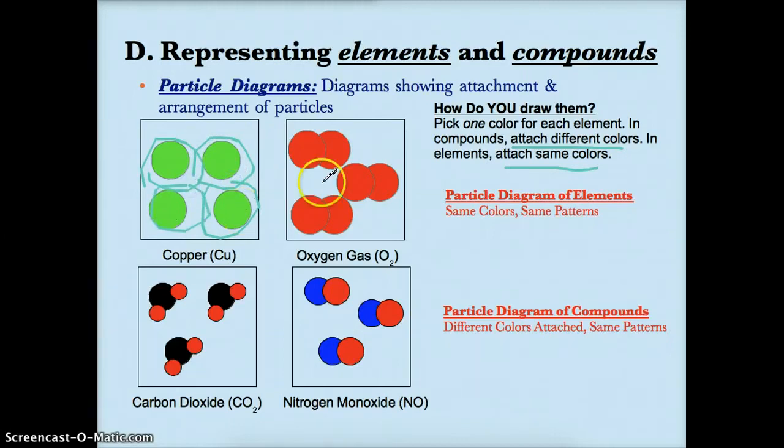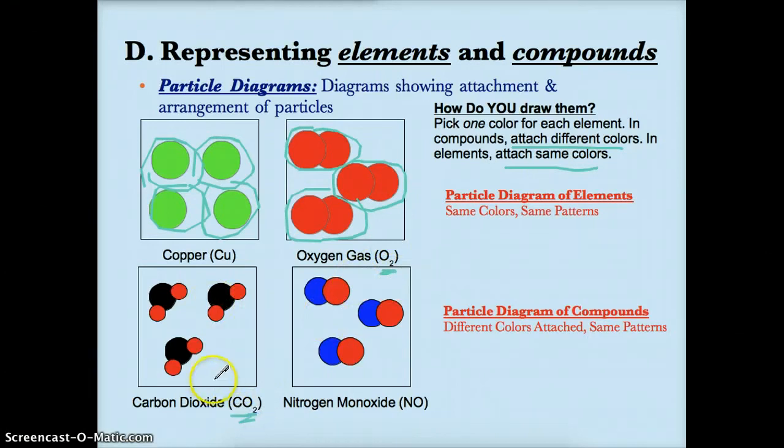Or per unit of Cu. And then for oxygen gas, since it's O2, I choose that O is red, and since there's a number 2 down here, I put 2 red spheres in each unit of O2, where the red represents oxygen, and there are 2 of them to match up to this number 2 in the formula. In this chemical formula, I have CO2.